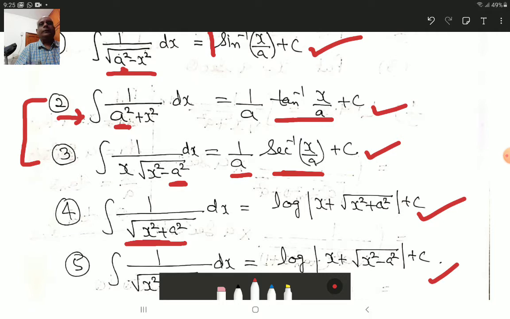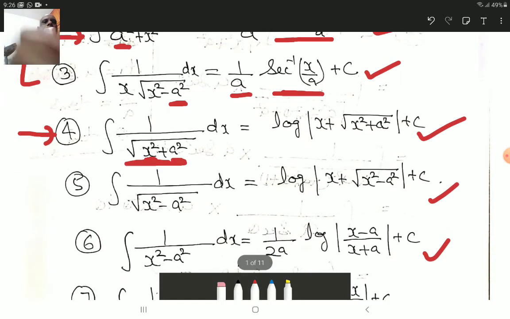In that case, it will become a square tan square theta plus a square. And then you can take a square common, and inside the bracket we will have tan square theta plus 1, which is sec square theta, and it will be simplified. So the substitution needed for formula number 4 is x is equal to a tan theta. And similarly, for formula number 5, we should put x is equal to a sec theta. So with these substitutions, in the similar manner, we will be able to get their integrations.